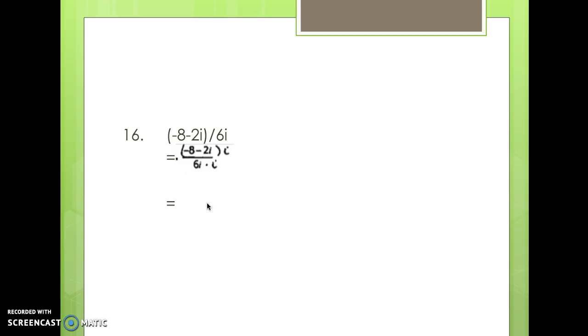So we have negative 8 minus 2i times i. So we're going to use the distributive property on the numerator and distribute that i. So once we distribute that i, we're going to get negative 8i minus 2i squared, and on the bottom, or divided by, 6i squared. Well, i squared equals negative 1, so negative 2 times negative 1 will become a positive 2, and then we have negative 1 times 6 will get us a negative 6.